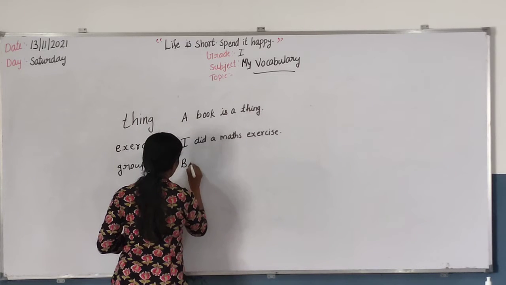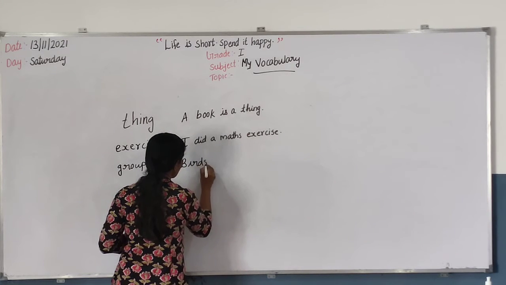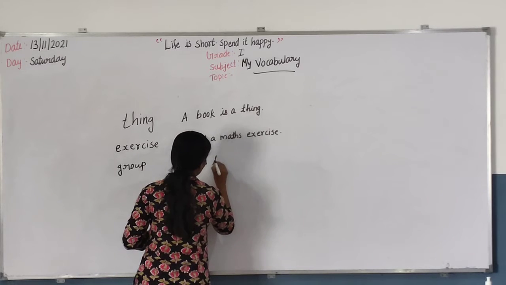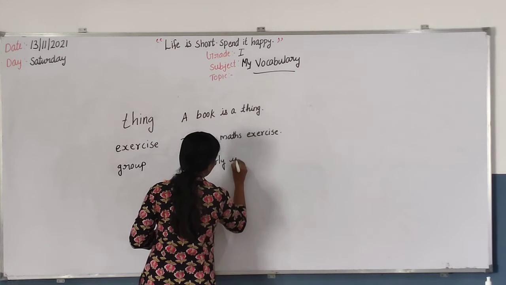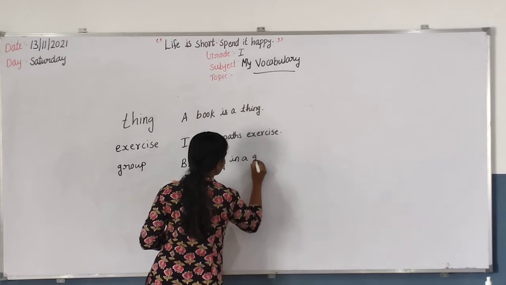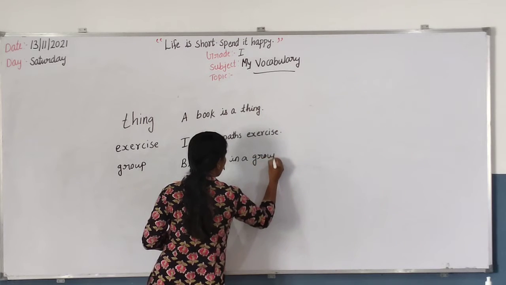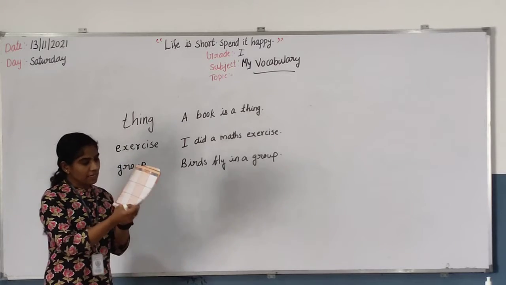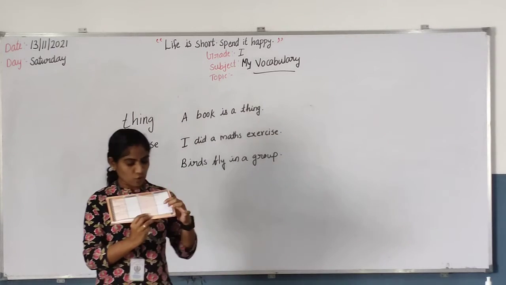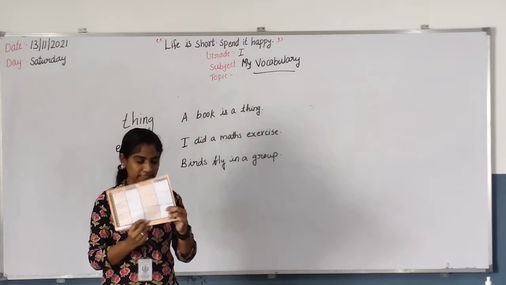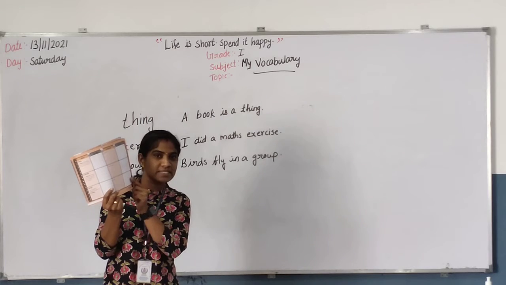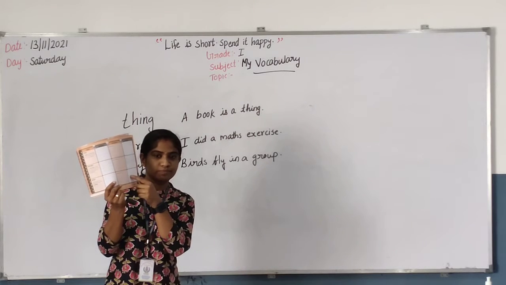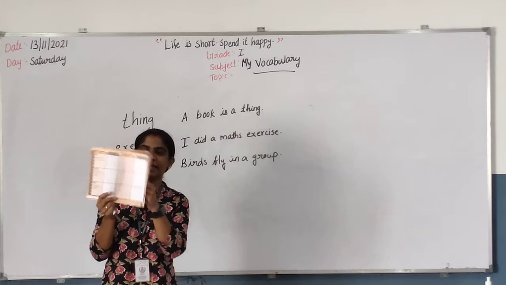Birds, B-I-R-D-S, birds fly, F-L-Y, fly in a group, G-R-O-U-P. Then here you can draw one group. Pencils, books, anything you can draw here. Okay, birds, group. Understand? Then turn to the next page.